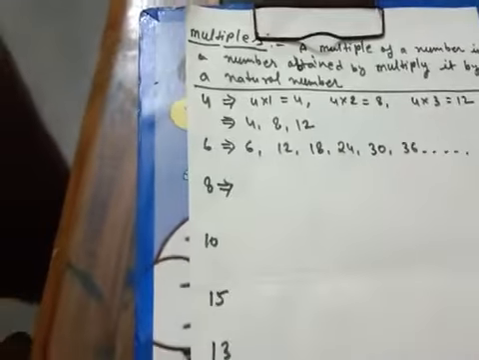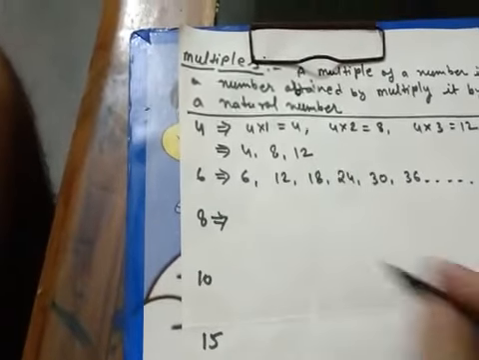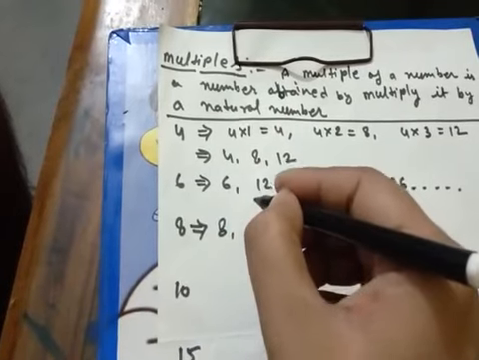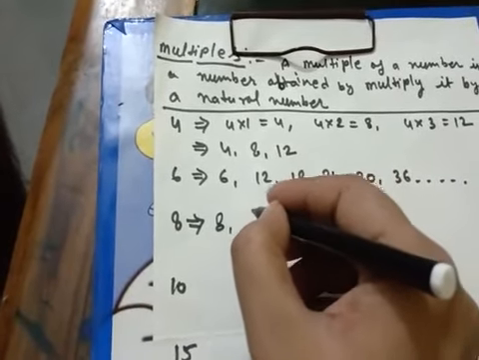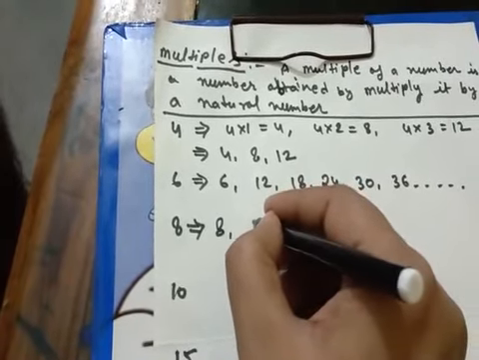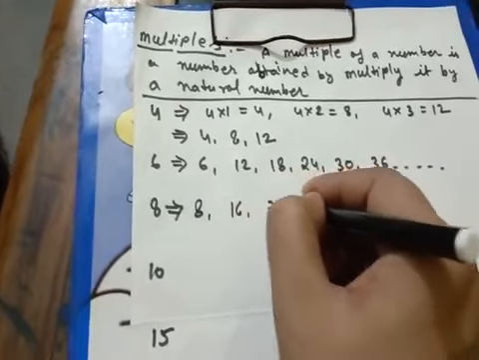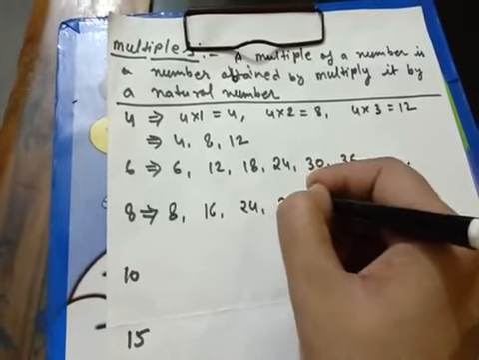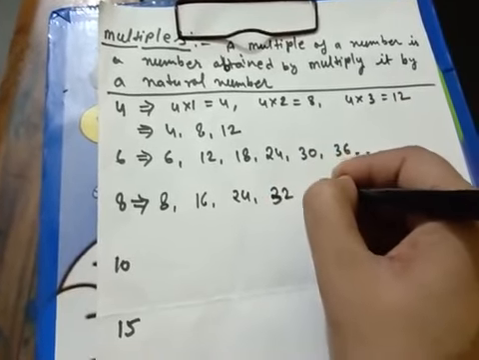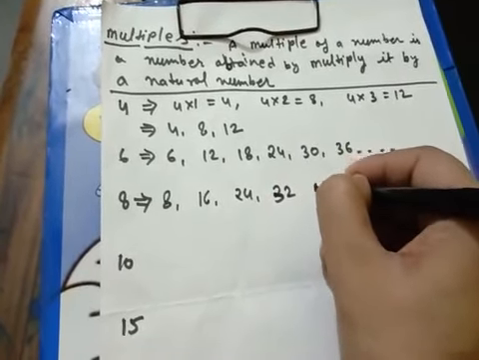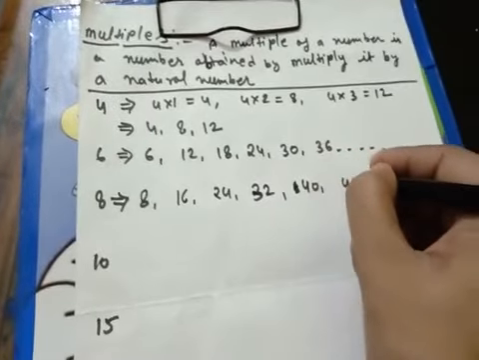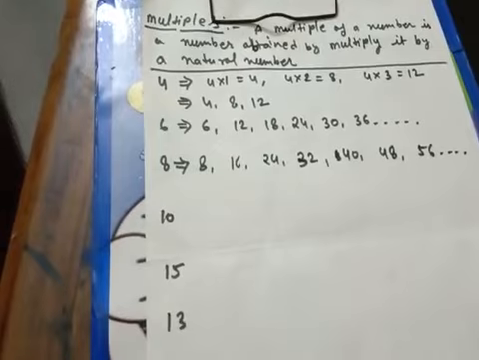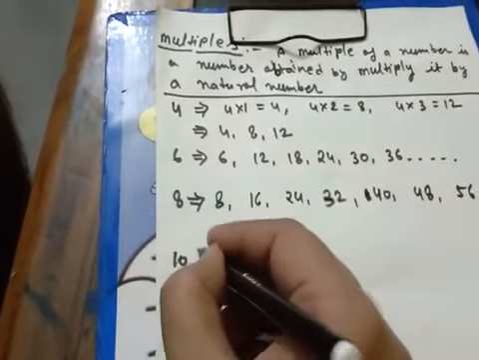Now finding out multiples of 8. Just read the tables. 8 1 ja 8, 8 2 ja 16, 8 3 ja 24, 8 4 ja 32, 8 5 ja 40, 8 6 ja 48, 8 7 ja 56 and so on. These are the multiples of 8.